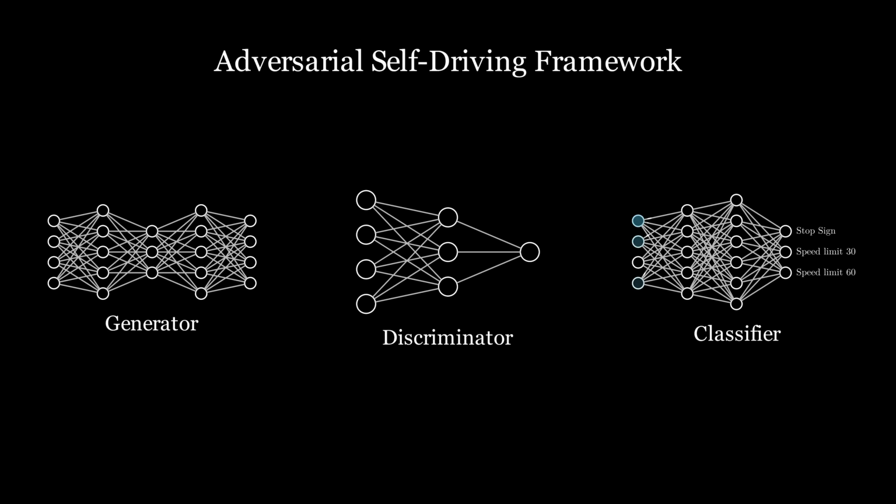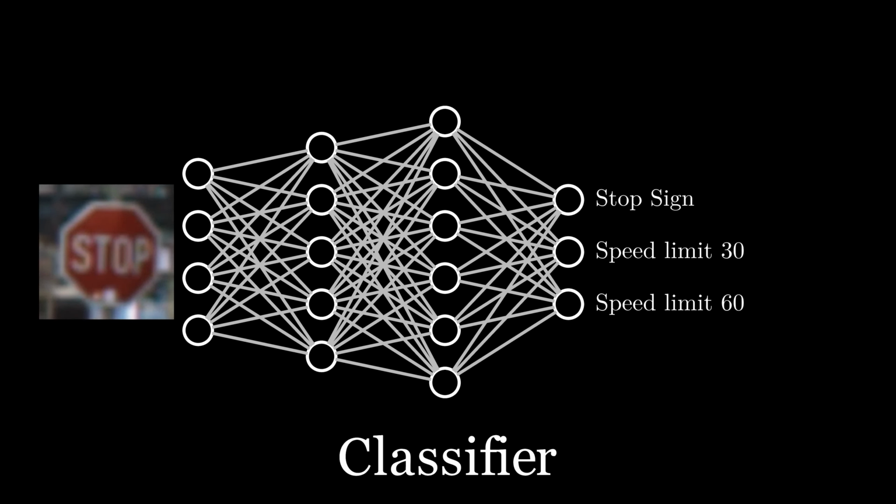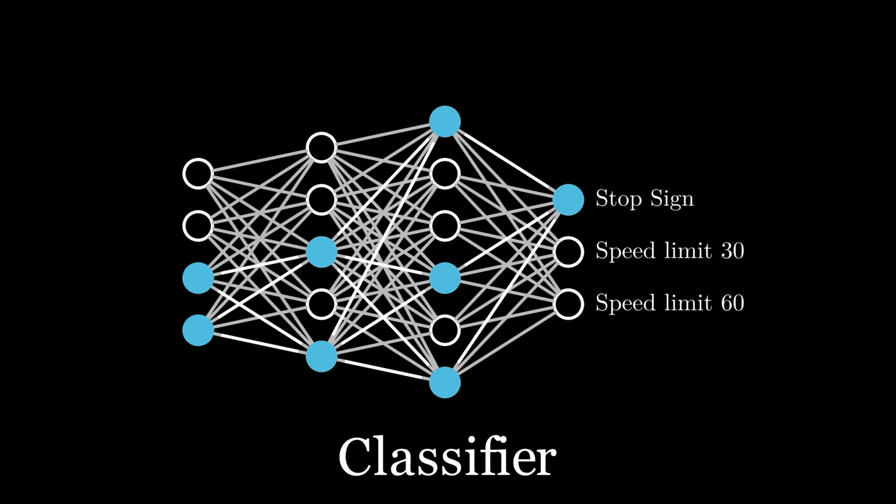One possible solution to this problem is the adversarial self-driving framework. This framework has three parts: a classifier, a generator, and a discriminator. The classifier is a CNN responsible for making decisions, for instance, classifying a traffic sign. For the adversarial self-driving framework, a classifier is provided with some base examples of different types of signs, and has to determine the type of the sign.